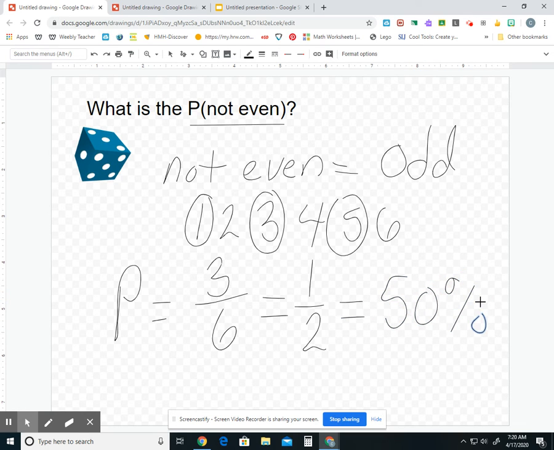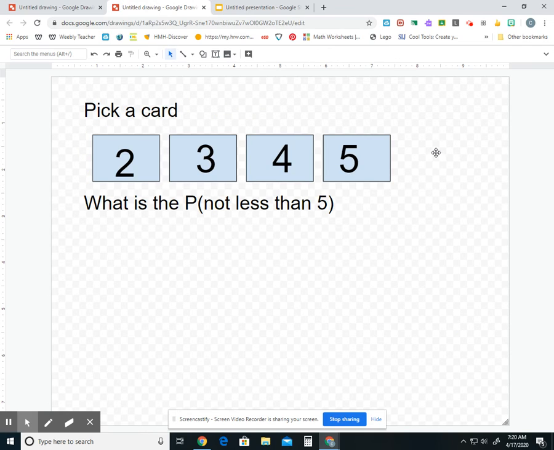Okay, let's try another example. They're giving us a card and they're saying, hey, pick a card, any card. And they want to know what is the probability of not less than 5. So not less than 5. I got to put my draw tool back on. Okay, so not less than 5. There we go. So if I think about it, I have 4 cards here. So I know when I do my probability, my denominator is going to be 4 because I only have 4 choices to think about.